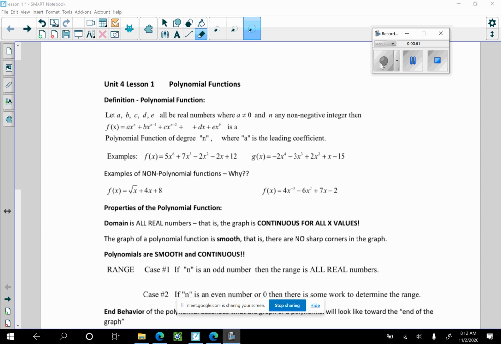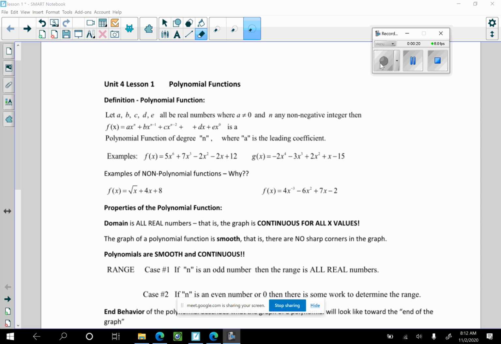Let's talk about polynomial functions, the definition of a polynomial. And the IXLs that are scheduled for tomorrow during e-learning, you should be able to do with our discussions from today. So here's a polynomial.